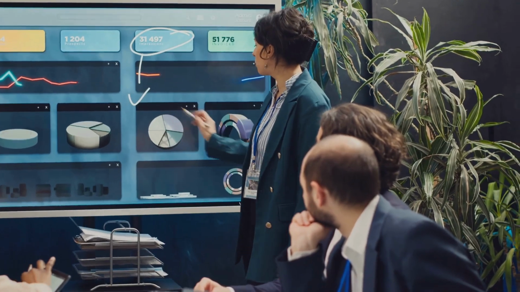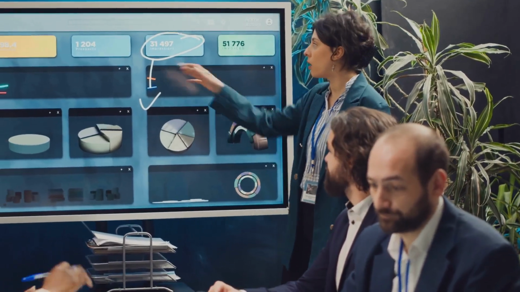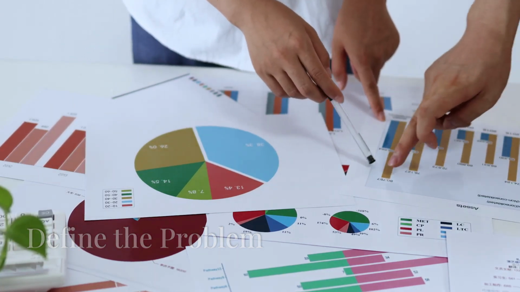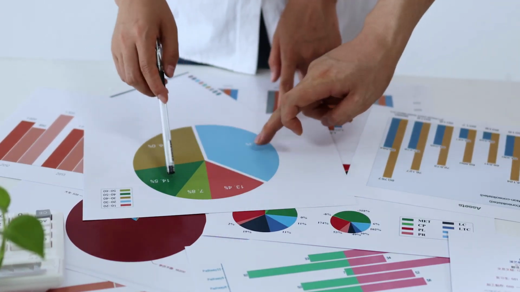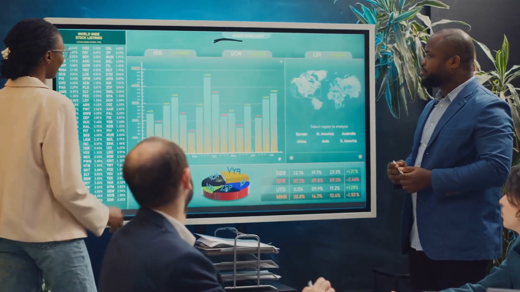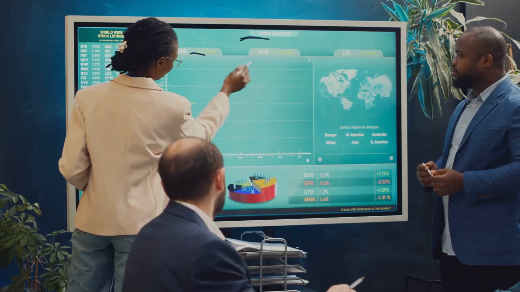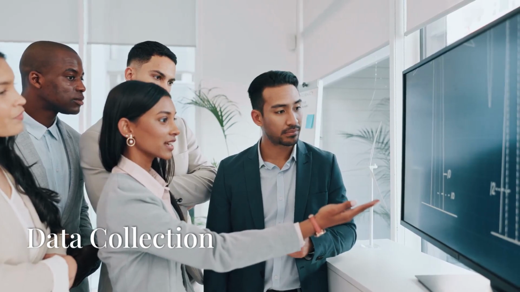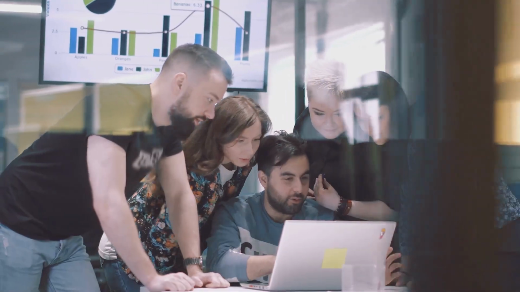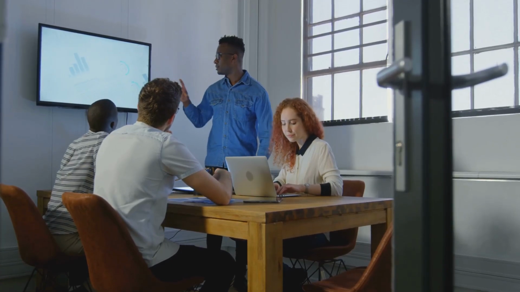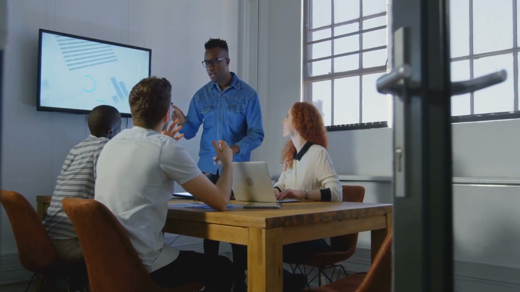The process of Pareto analysis typically involves the following steps. Clearly define the problem or effect to be analyzed. This could be defects in a manufacturing process, customer complaints, product issues, project delays, or any other measurable outcome. Gather data related to the problem or effect. This could include historical records, customer feedback, defect reports, process metrics, or any other relevant information.